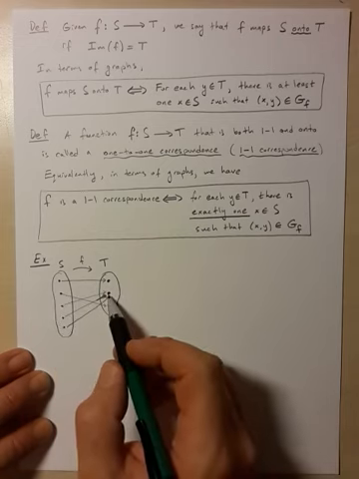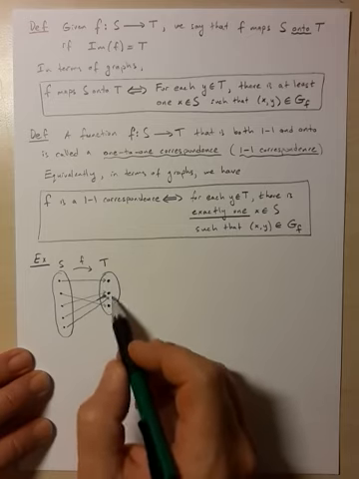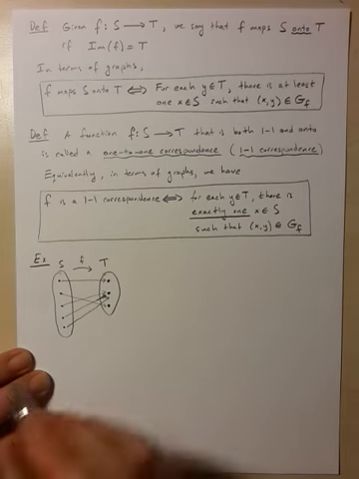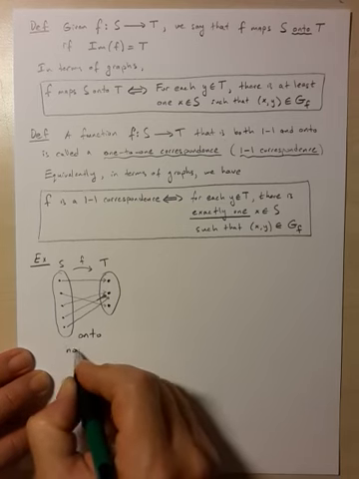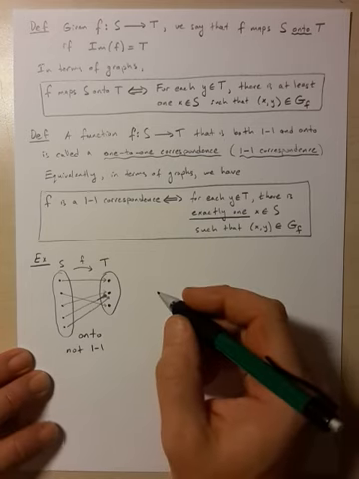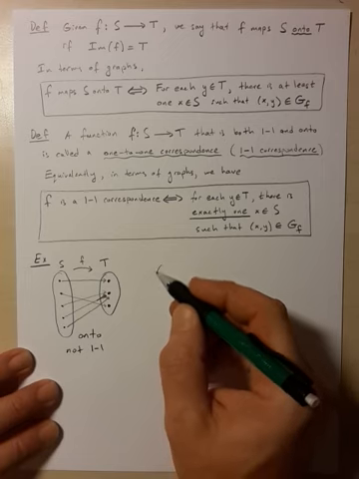Or in other words, any element of T is the image of some element of S, right? So this is onto but not one-to-one, right? This is onto, not one-to-one, and it's a function, of course. Let me give an example of a one-to-one function.